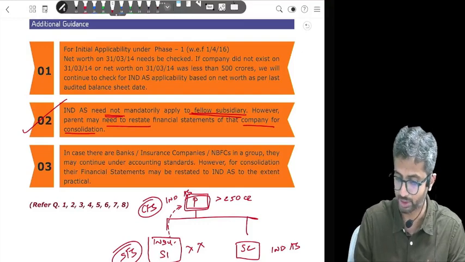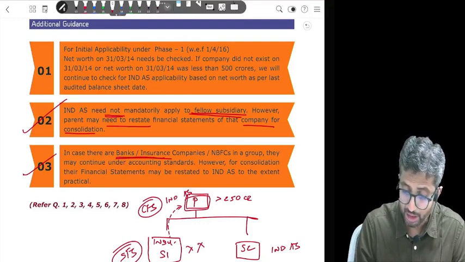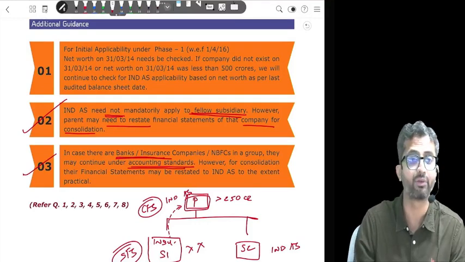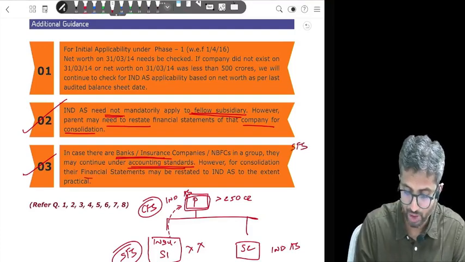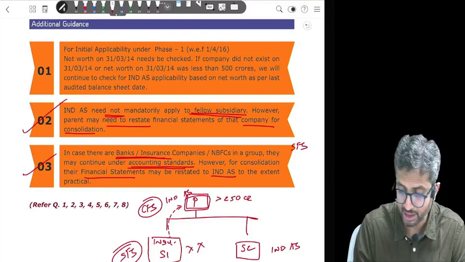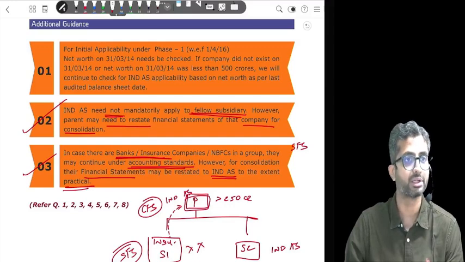This is regarding fellow subsidiary. Third, in case there are banks or insurance companies or NBFCs in a group, they may continue under accounting standards. This is for their SFS. However, for consolidation, their financial statements may be restated to Ind AS to the extent practical. Are we clear with this?